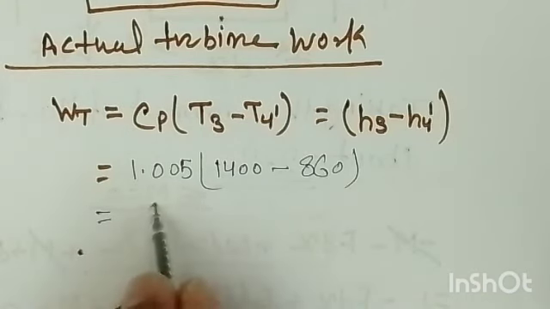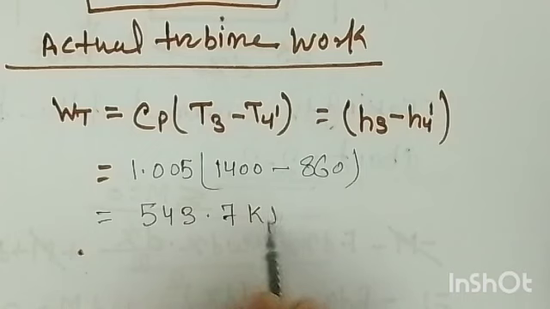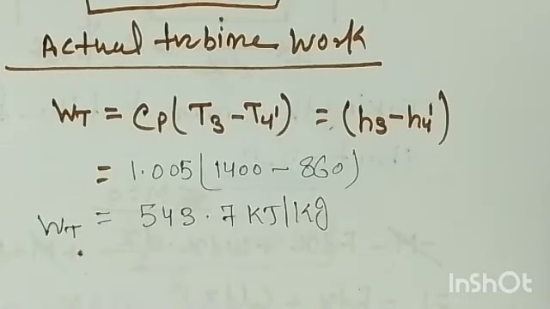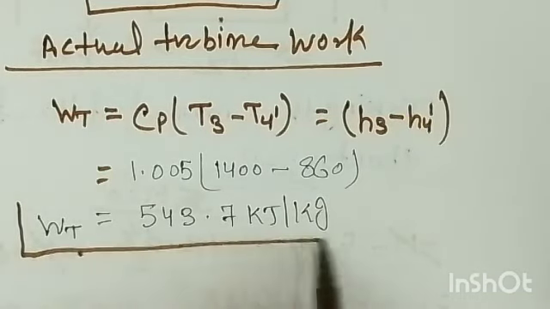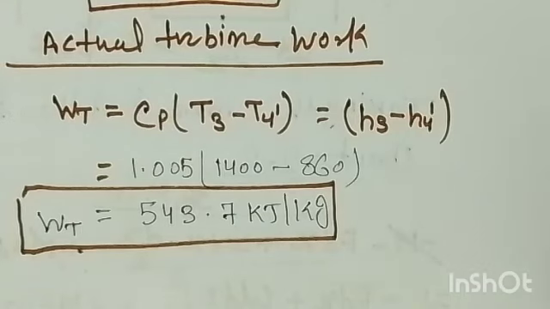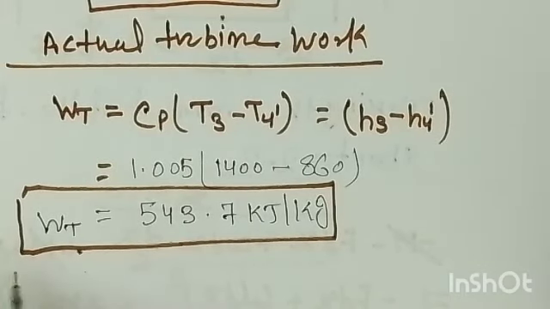So turbine work is 543.7 kilojoule per kg. You need to cross verify whether the formula substitution and everything is correct. Maybe the numerical data can be a mistake. There is little chance, 0.1% I am telling, but for satisfaction you need to re-verify. Then the turbine work we calculated. Now we need to find out the actual compressor work.